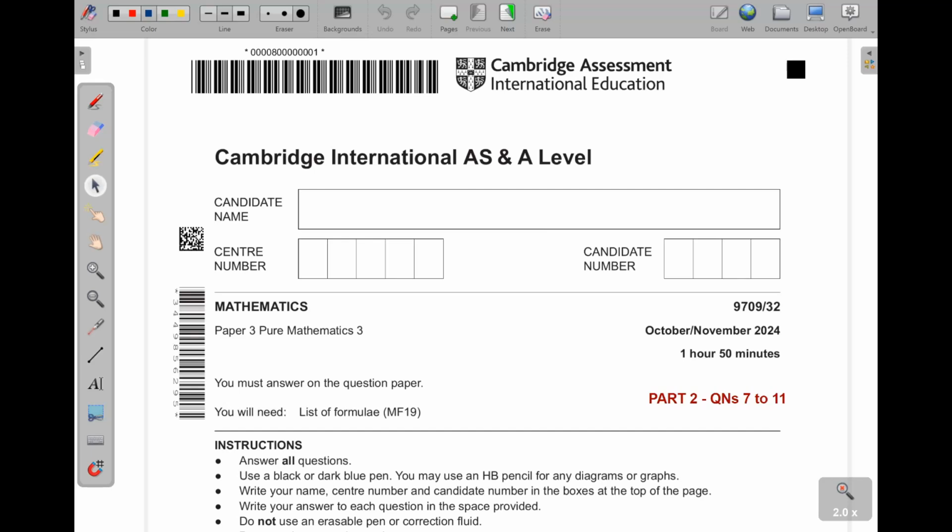This is just Simon taking you through Cambridge International AS and A-Level Pure Mathematics 3 for October/November 2024, question paper 3-2. And this is part 2 for questions from 7 to 11.